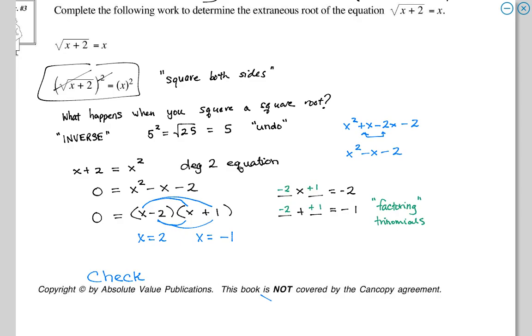Now we got to go check these answers. We got to put these answers back into the equation. So what if we put 2 in there? Guys, come on. 2 plus 2 equals 2. Square root 4 equals 2. 2 equals 2. So it looks like this one's good.